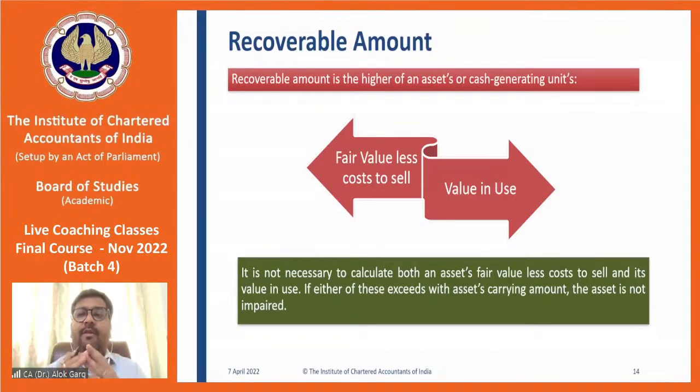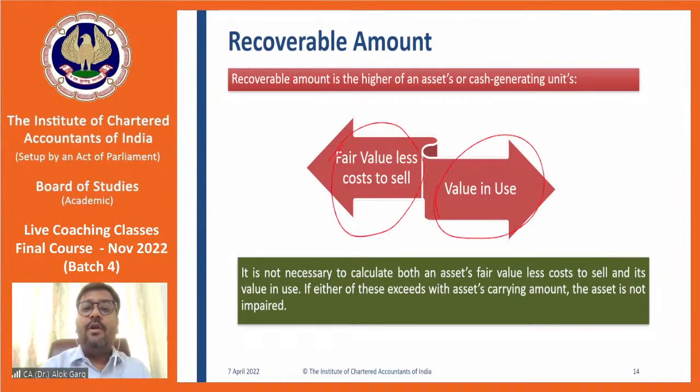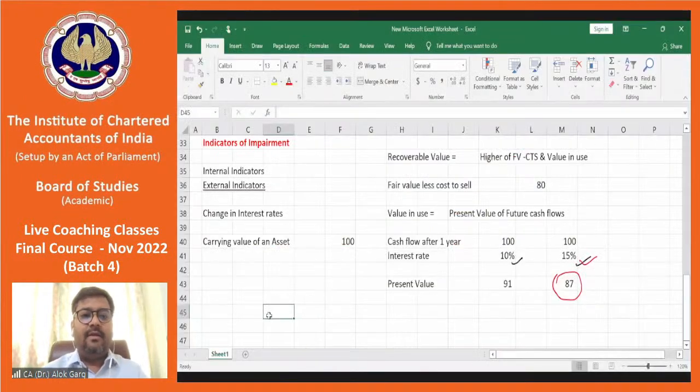Now coming to the recoverable amount, so far we are clear that recoverable amount is the higher of fair value less cost to sell and value in use. What is fair value less cost to sell and what is value in use? So guys, again, let me come back to my Excel file.